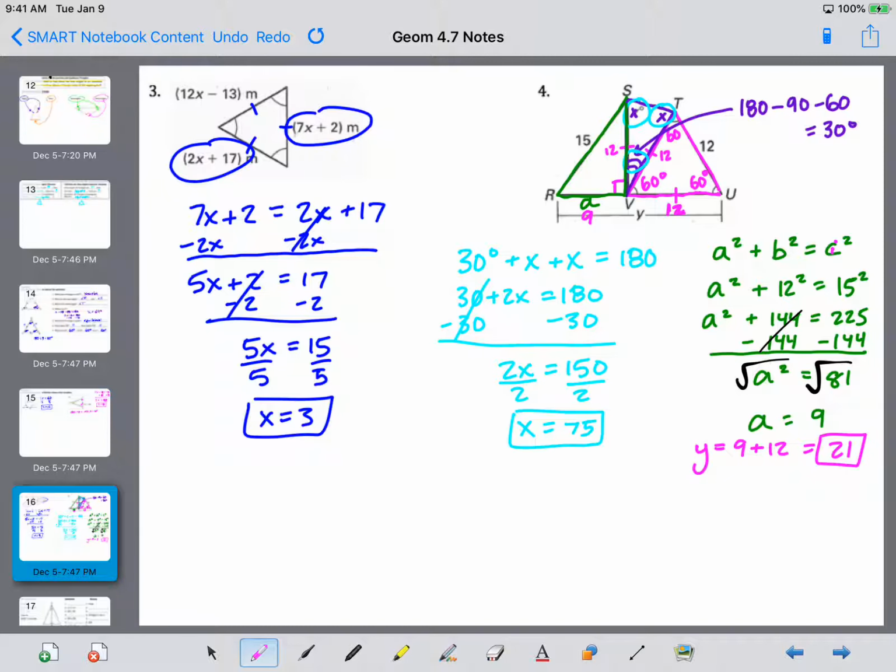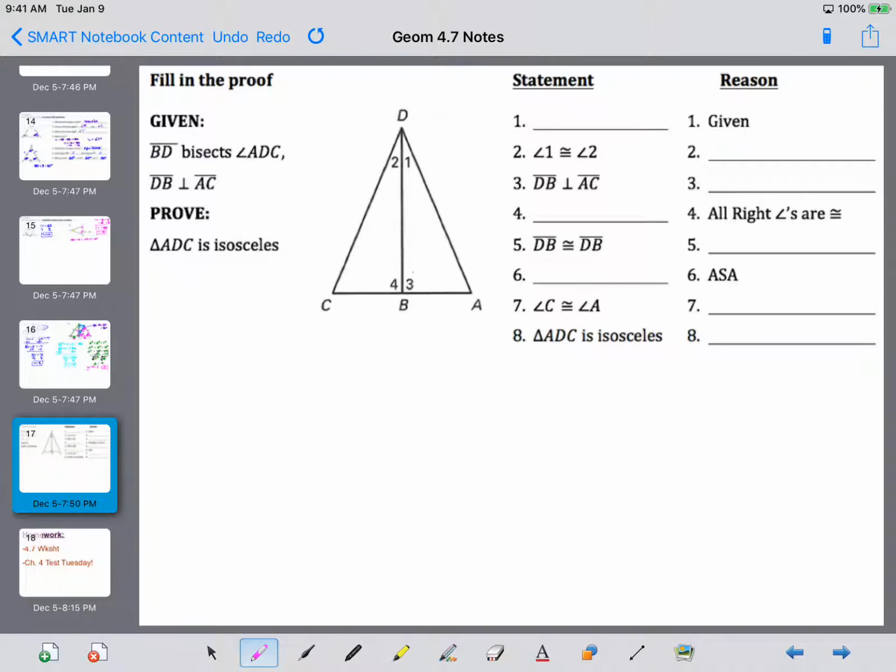All right, that was a tough one. Okay, let's do one last example. We're going to complete this proof here. We are given that this segment DB bisects angle ADC. So let's write that down. BD bisects angle ADC. That's our given. So now we actually know angle 1 is congruent to angle 2. That's actually just the definition of a bisector.